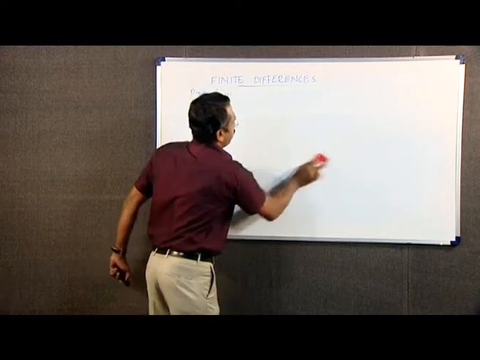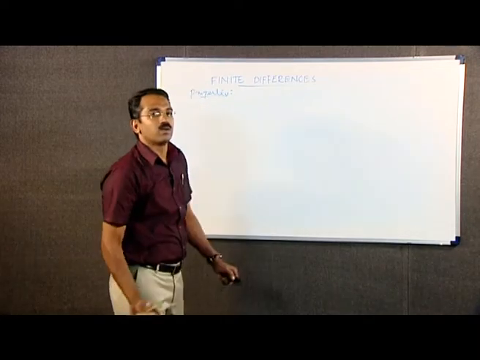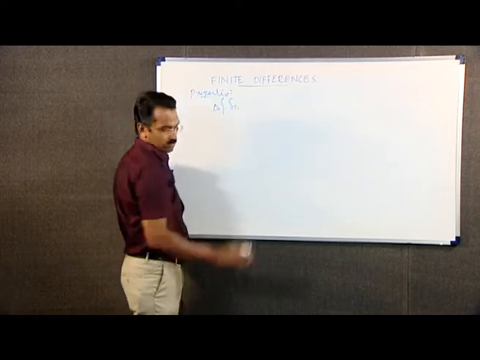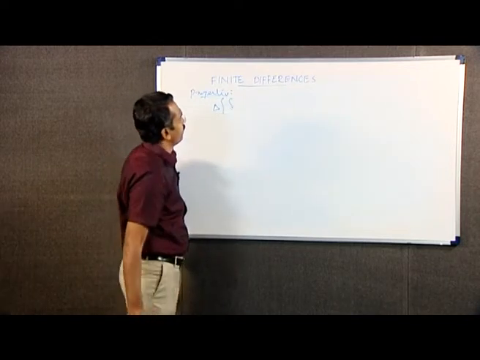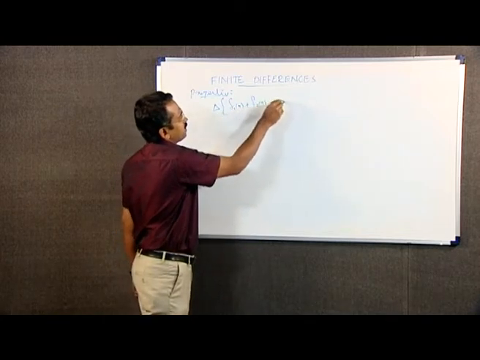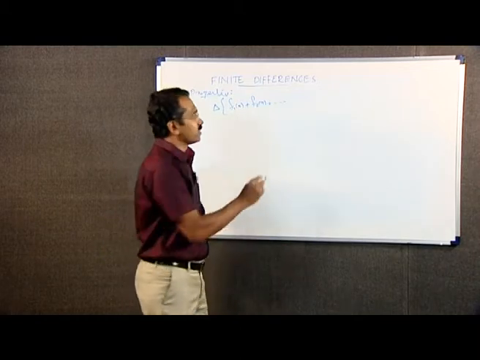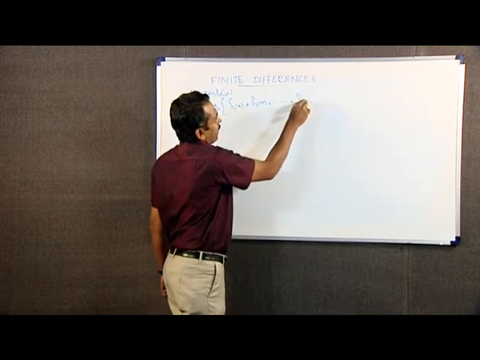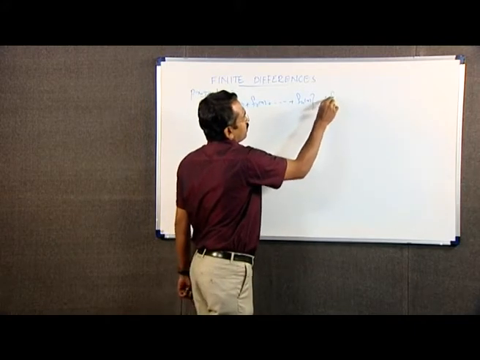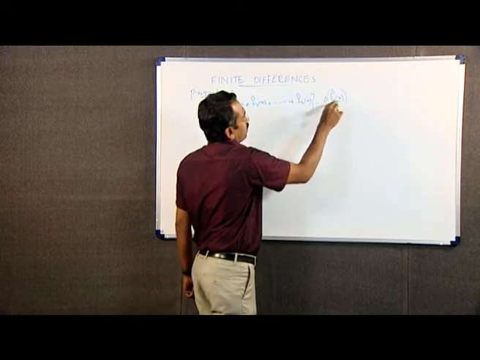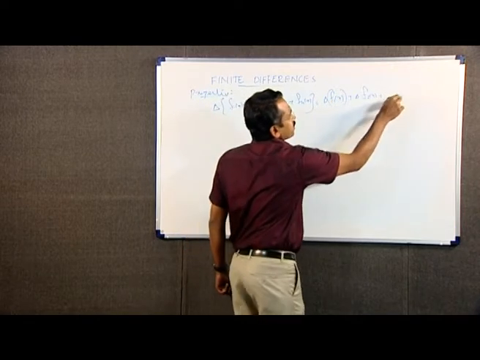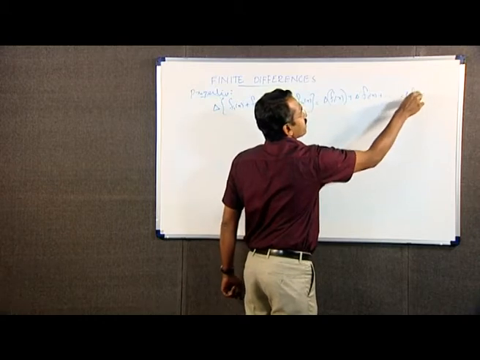Similarly, we can prove delta of f1 of x plus f2 of x plus etc. plus fn of x, that is equal to delta of f1 of x plus delta of f2 of x plus etc. plus delta of fn of x.